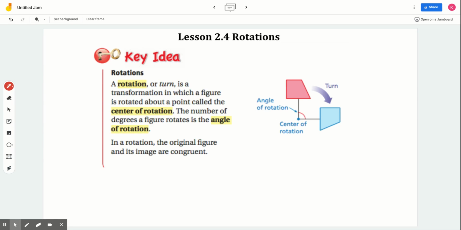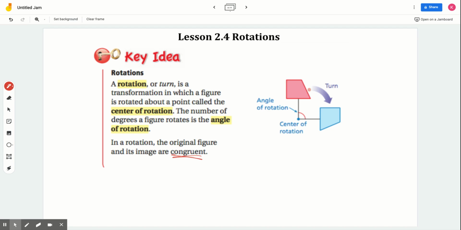Tonight's lesson is lesson 2.4 on rotations. So, a rotation or a turn is a transformation in which a figure is rotated about a point called the center of rotation. The number of degrees a figure rotates is the angle of rotation. In a rotation, the original figure and its image are congruent. So, again, we're hearing that congruent word. We're not changing the size or the shape, we're just changing the placement.